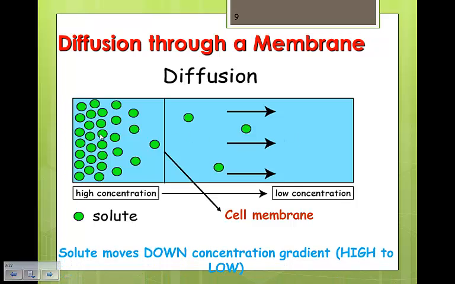This is called the solute. These little green things are the solute, and they're in the solution. So the solute moves down the concentration gradient from high to low. That's an important point. I want you to take good notes with that. The solute moves down the concentration gradient because we're going from high concentration down to low concentration.